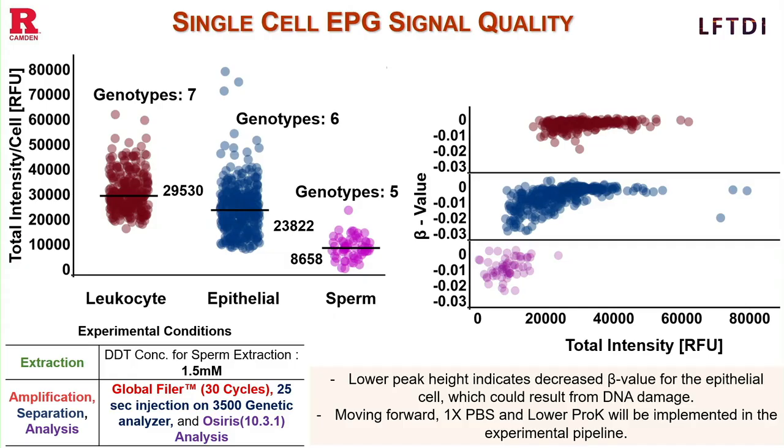We can see here that for leukocytes and epithelial cells, we see relatively high median values of RFU total intensity. For leukocytes, it's around 30,000. For epithelial cells, it's around 24,000, indicating good total intensity. And then we move into looking at the beta. A negative beta means that there is sloping, some loss of information, with lower peak heights as the molecular weight increases.